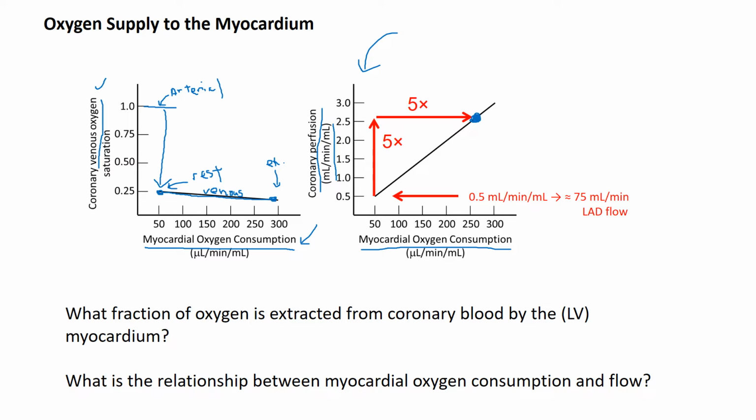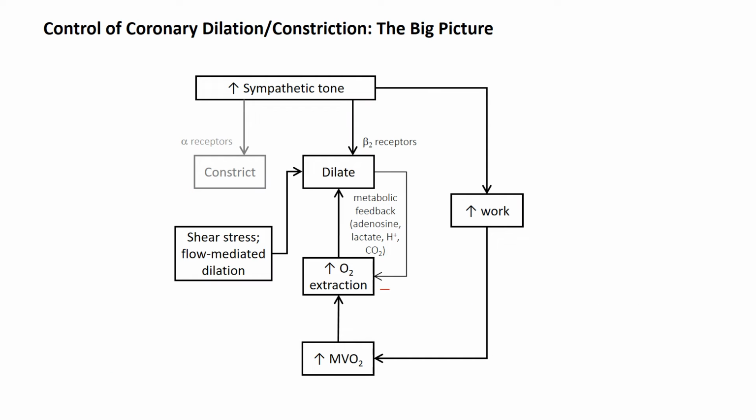Okay, so what about these questions down here? I think we've answered them. What fraction of oxygen is extracted from coronary blood by the left ventricular myocardium? About 80%. What is the relationship between myocardial oxygen consumption and flow? That's this linear proportional relationship up here. How does that proportional recruitment of flow happen?